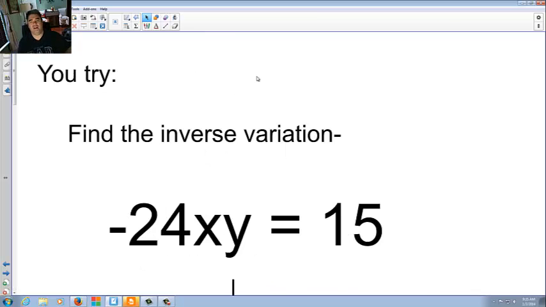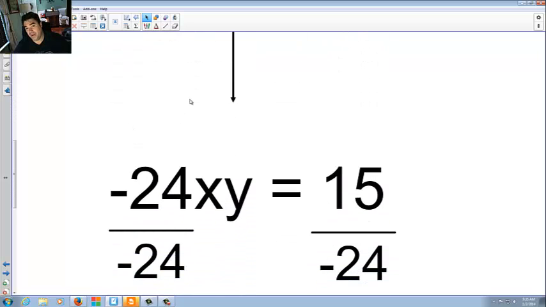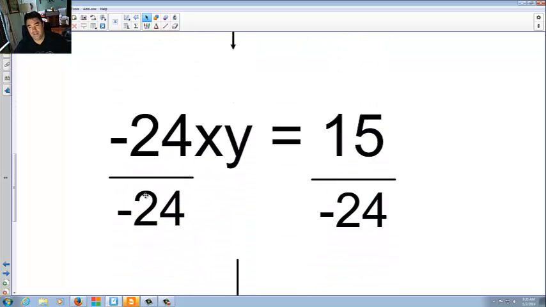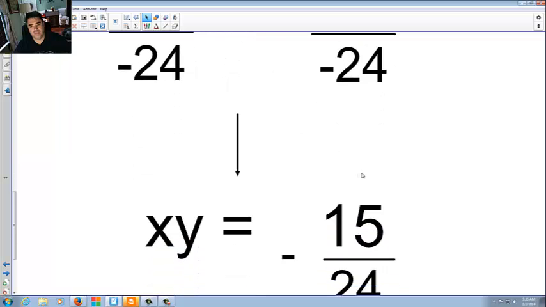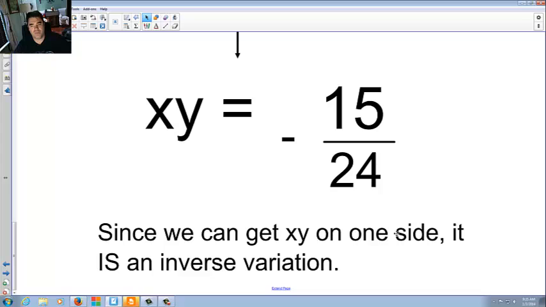Now you try. Find the inverse variation. Basically get x and y by itself. Go ahead. Let's see how you did. So instead of times negative 24, I hope you divided by negative 24 to both sides. If you do that, 15 divided by negative 24, and you get negative 15 over 24. Since we can get xy on one side, it is an inverse variation.